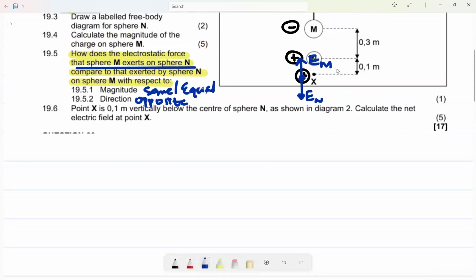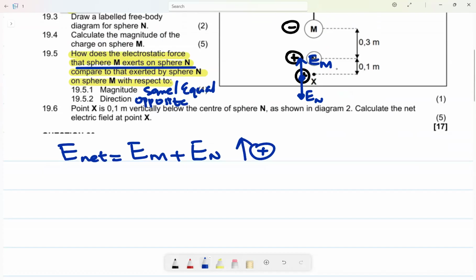Okay, now I like to do it in one step. E net is equal to electric field due to M plus electric field due to N. And I will choose going upwards as positive. Therefore, if that's the case, I'm going to say E net is equal to E_M. It is kQ_M divided by r squared.